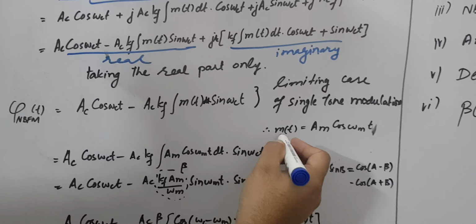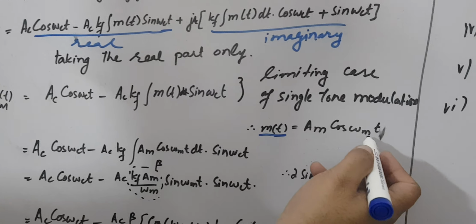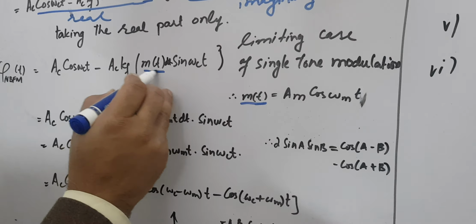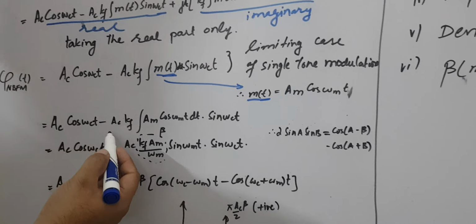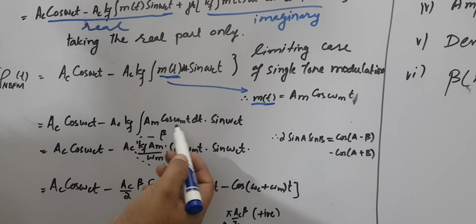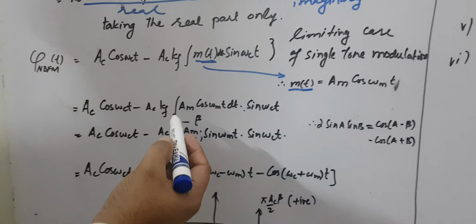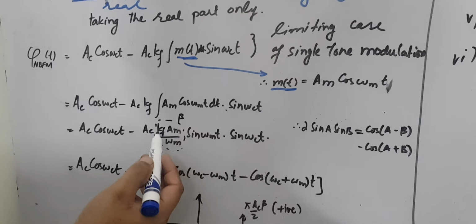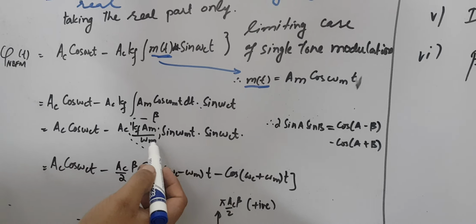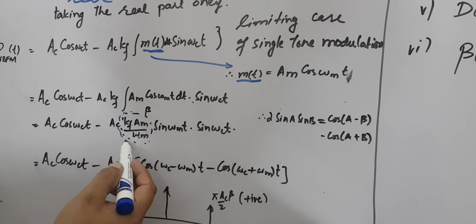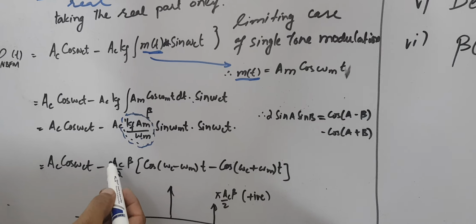In single tone modulation, suppose that your message signal is equal to A_m cos ω_m t. If you replace m(t) with that assumption, you can write A_C cos ω_C t minus A_C k_f A_m integral of cos ω_m t dt multiplied by sin ω_C t. And we know A_m is constant, so that is why A_m is outside, and the integral of cos ω_m t is sin ω_m t divided by ω_m, and this part is known as the modulation index, which is beta. So you can write A_C beta by 2.